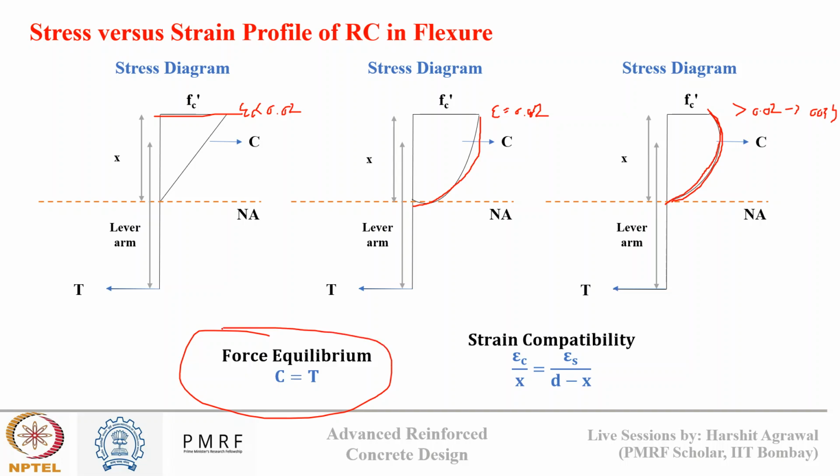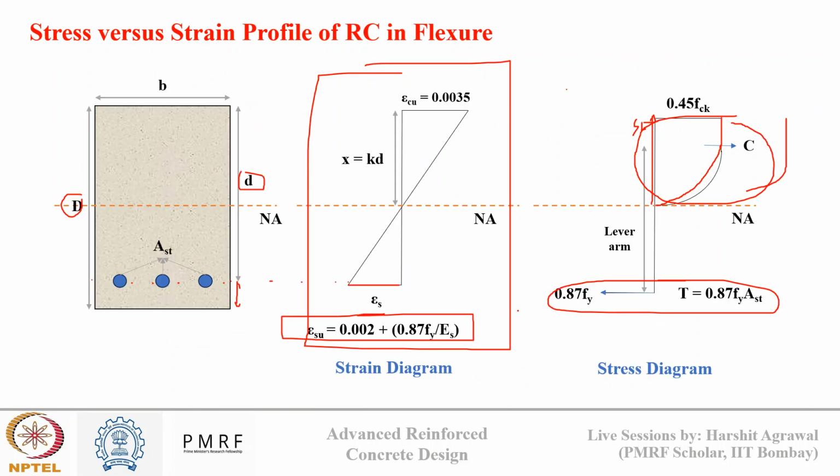There is one force equilibrium. Okay, the net compression force is equal to the net tension force, and there is strain compatibility. So we know this will always hold true. So at any point we can find the strain by assuming these two are similar triangles.